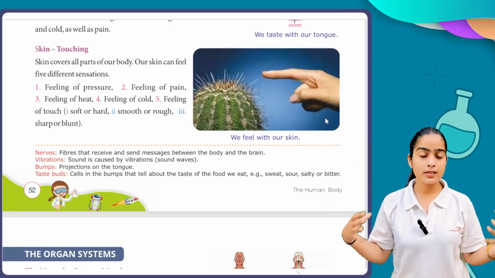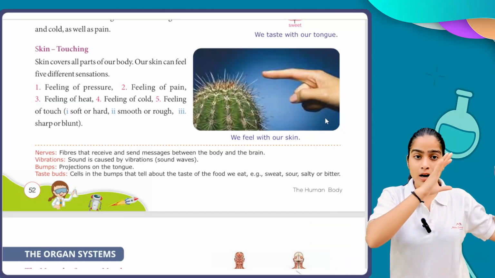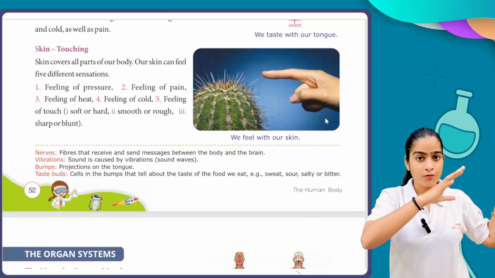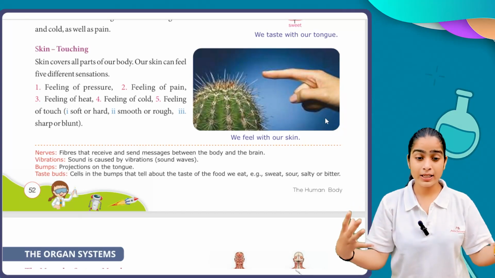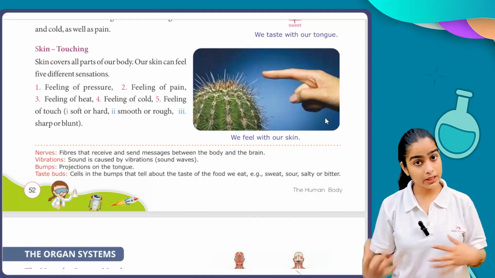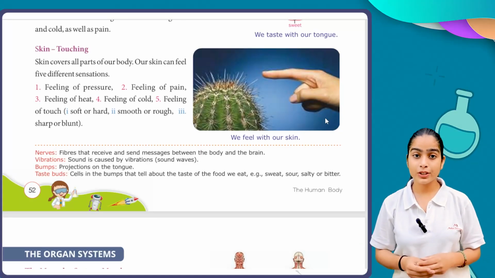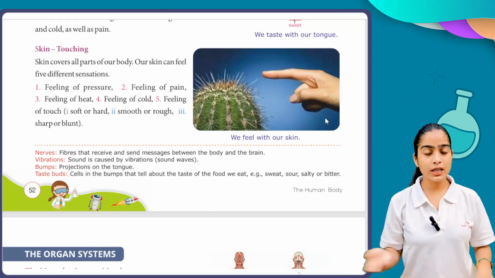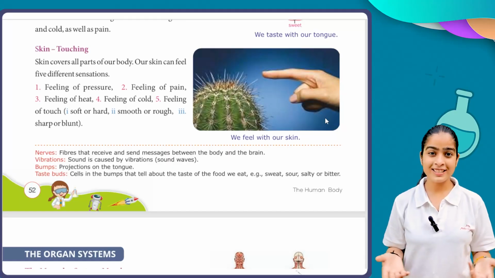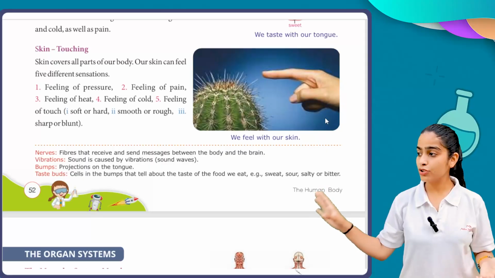Feeling of heat: right now I'm in an AC room, but if I am standing outside in front of the sun, what will happen? I feel heat. Feeling of coldness: in winter you have the feeling of coldness as well. And feeling of touch: right now, if I'm standing here and somebody wants to touch me, I can feel that, right? We have this sense. If someone touches us, we can feel in which way somebody wants to touch us.